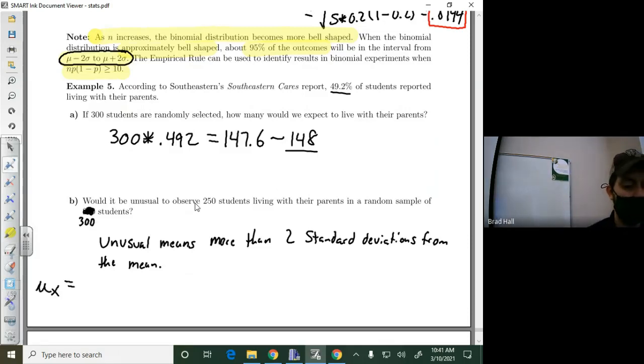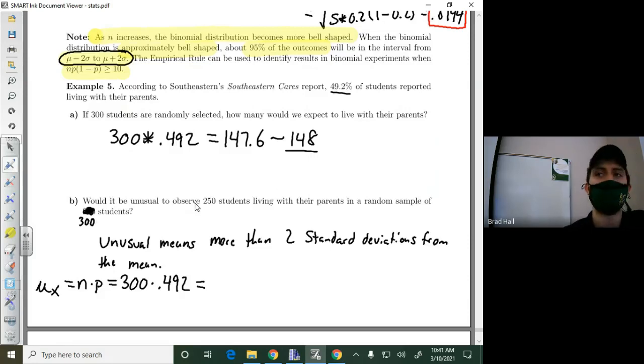So we need to know the mean, which is just n times p. The number of people surveyed here is 300. It's not the 250, that would be x. Times the 0.492, which is actually what we already figured out. That's how many we would expect to live with their parents.